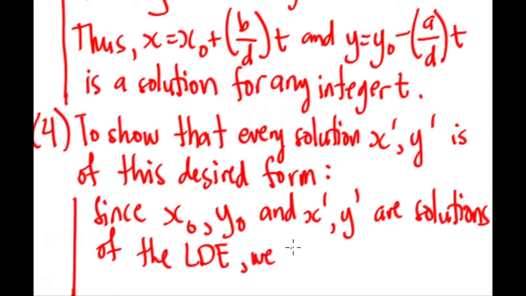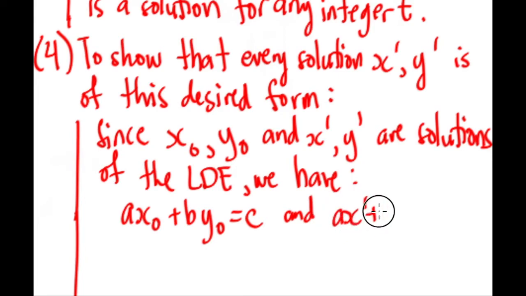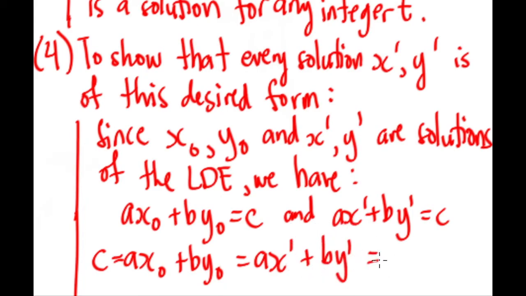we have this. So a x sub 0 plus b y sub 0 equals c, and similarly we have ax prime plus by prime equals c. So they're just the same. Basically, it's in the form of ax plus by equals c. So let's equate the two c's since c is equal to c. So we say that c equals ax sub 0 plus by sub 0 equals ax prime plus by prime equals c. Actually, you can just erase the c in both parts.